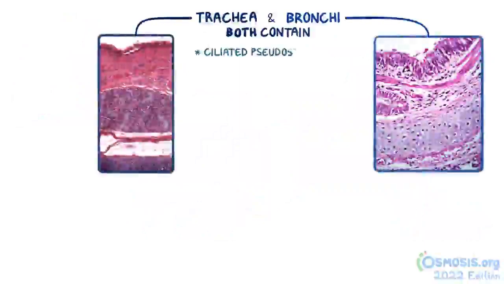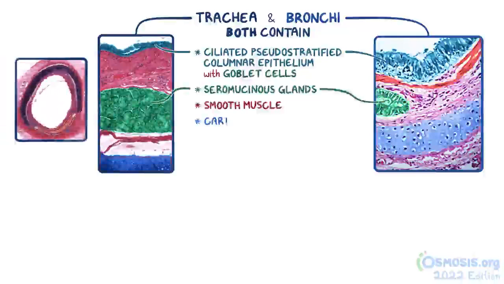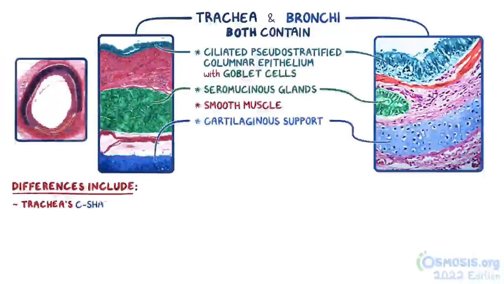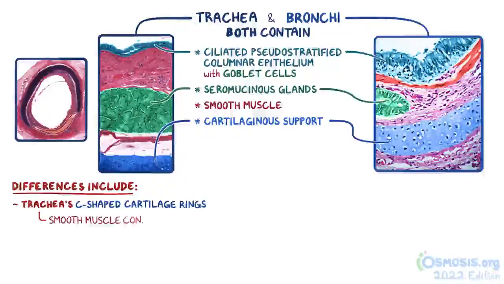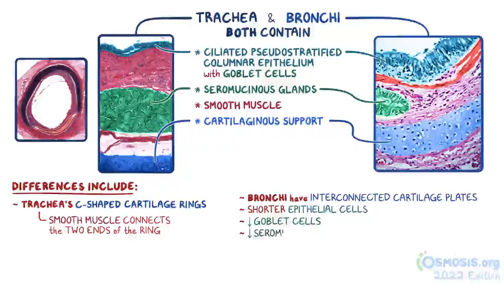Alright, as a quick recap, the tracheal and bronchial walls share a lot of characteristics with one another. They both contain ciliated pseudostratified columnar epithelium with goblet cells, seromucinous glands, smooth muscle, and cartilaginous support. Their differences include the trachea's unique C-shaped cartilage rings with smooth muscle that connects the two ends of the ring, whereas the bronchi have interconnected cartilage plates instead. Also, the bronchi has shorter epithelial cells, fewer goblet cells, and fewer seromucinous glands.